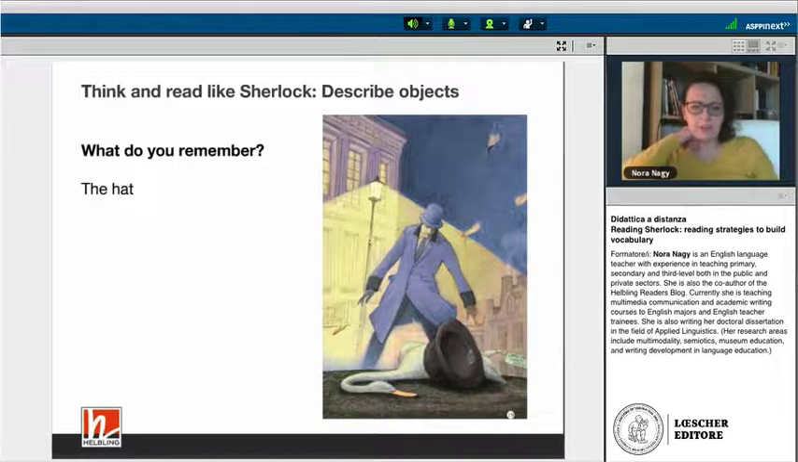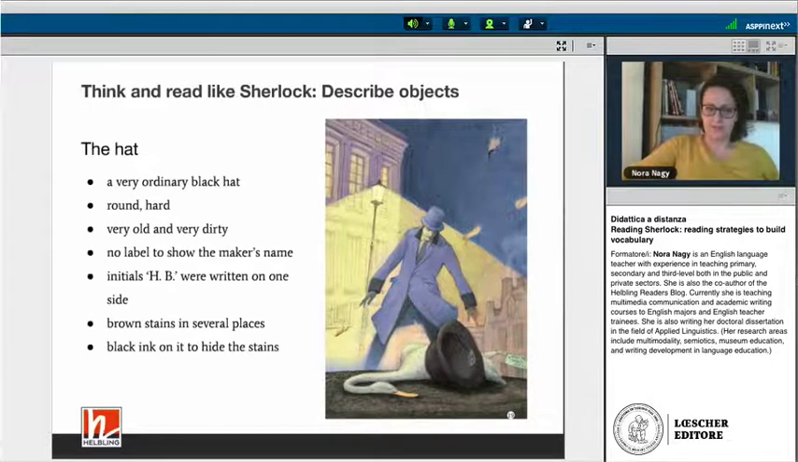We can see even more in these pictures because we can also see the goose, and we can see a small card on the leg of the goose as well, behind the hat. So let's see. A very ordinary black hat is round and hard, very old and very dirty. There's no label to show the maker's name, but we can see the initials HB, which are written on one side. We can see brown stains in several places, and we can see black ink on it to hide the stains.